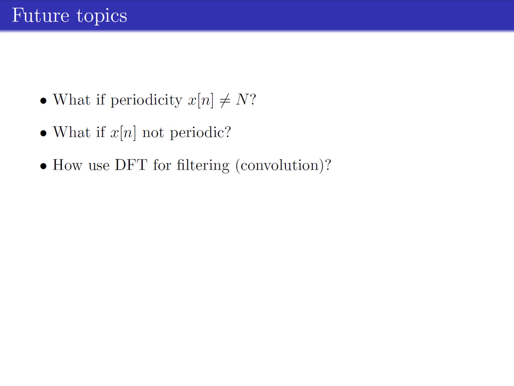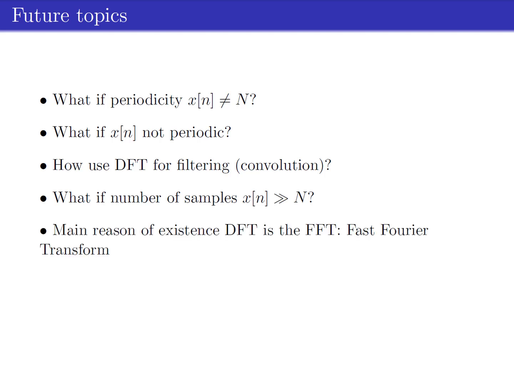We will show how we can perform a convolution, a filter operation, with the aid of a DFT. In many practical situations, the number of samples of the signal of interest can be much larger than n. How can we apply a DFT in such cases? A very efficient implementation of the DFT is the so-called fast Fourier transform, abbreviated as FFT. Together with the convolution property, this is the main reason for the existence of the DFT.